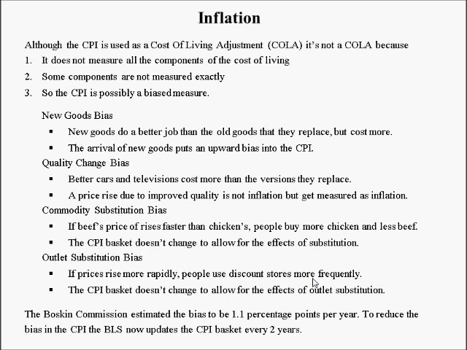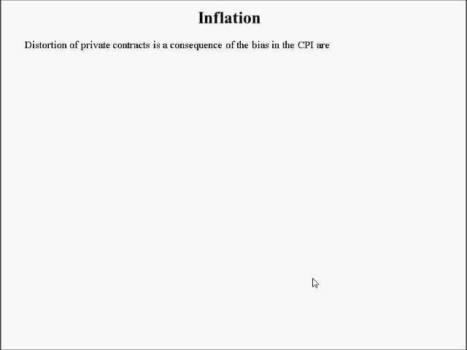Now, the Boston Commission estimated the bias to be about 1.1 percentage points per year. To reduce the bias in the CPI, the BLS now updates the CPI basket every 2 years. So there's still a problem.